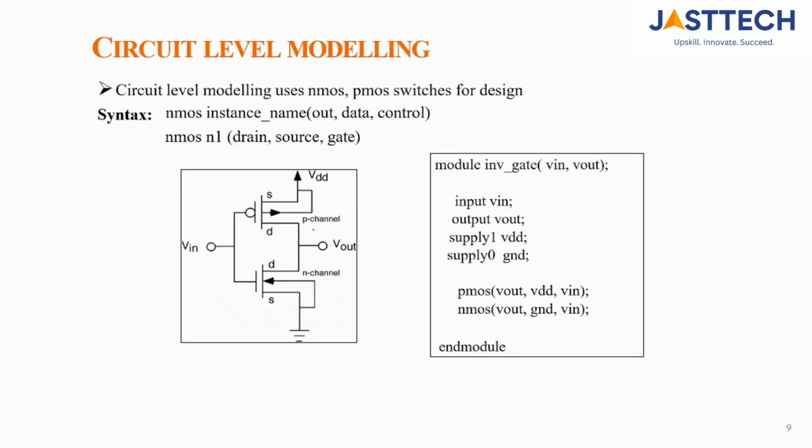This is switch level modeling, an example of the first level I told you about, that is switch level or circuit level modeling. It consists of NMOS and PMOS. The syntax is NMOS, instance name, then output, data, and control. For example, NMOS with instance name N1. For NMOS, drain is the output, data is the source, and control is the gate.